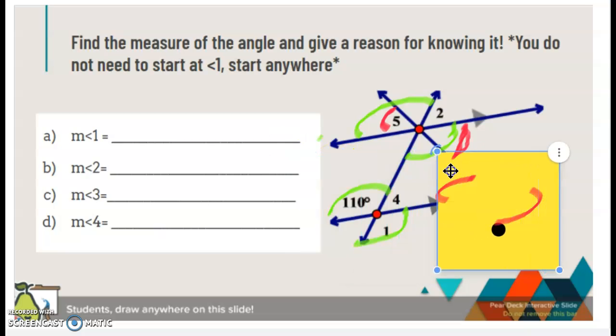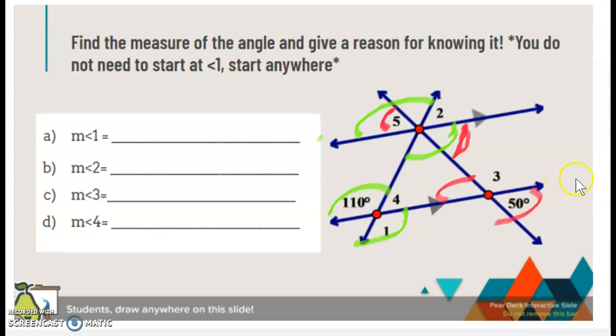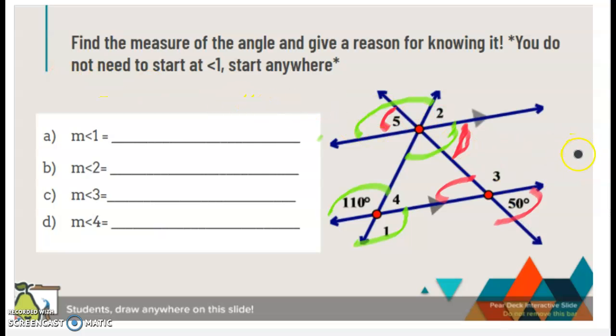All right, so I'll do a couple of these with you and then leave some for you to complete. It says find the measure of the angle and give a reason for knowing it. And you don't need to start at 1, you can really start anywhere. 1 seems to be a more simple one, but when we're giving the reason for knowing it, we want to reference the angle relationship that whatever one we're trying to find has with the given angle.